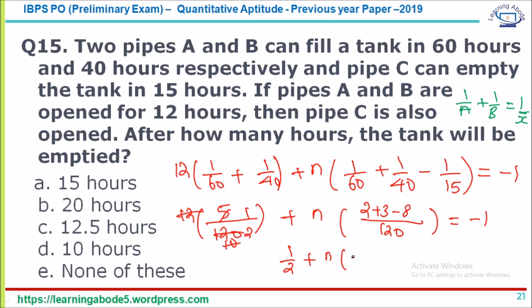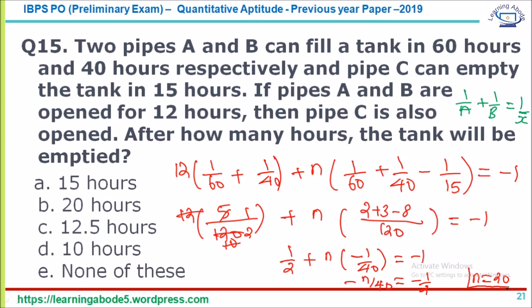n into minus 1 by 40 equal to minus 1. Now the term containing the unknown variable, you keep it on one side. Take the numerical terms to the other side. That is, take this half to the other side. So you will get minus n by 40 is equal to minus half. So minus n by 40 equal to half. So you get n is equal to 20.